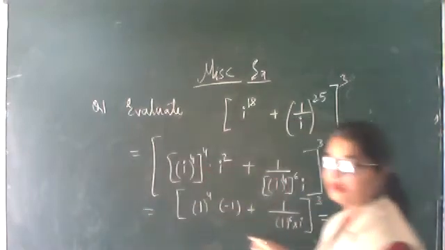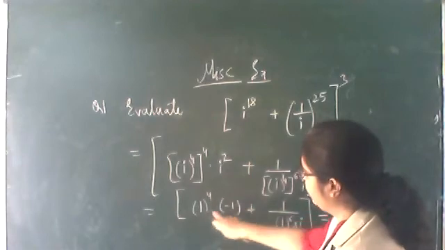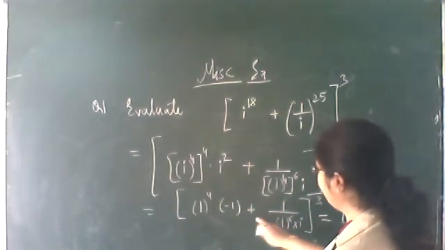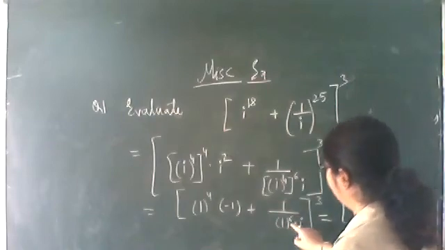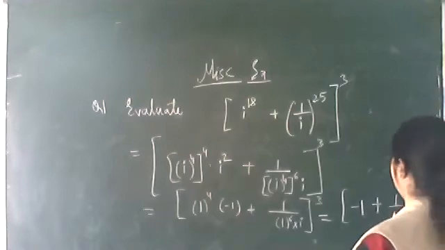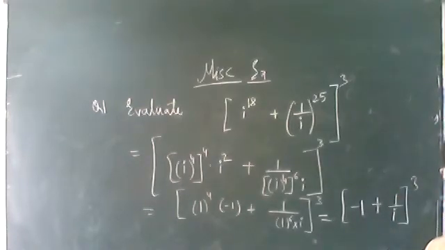Now what you can write this as? 1 to the power of 4 is 1 into minus 1. So you will have minus 1 here plus 1 upon 1 to the power of 6 is 1, upon i whole cube. This much must be clear to you. Minus 1 plus 1 upon iota whole cube.